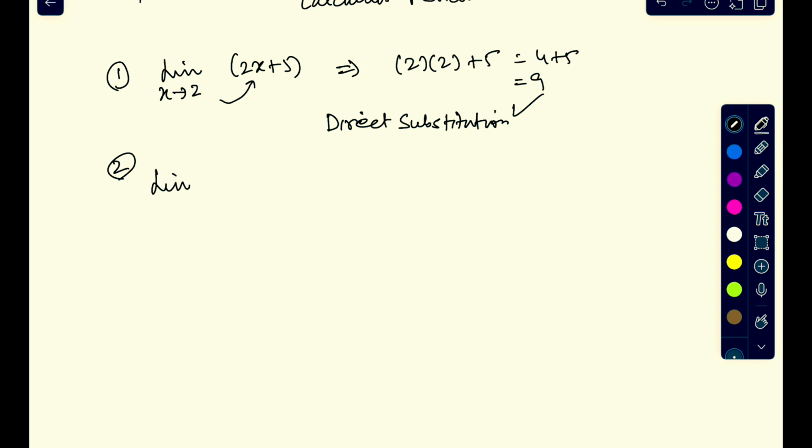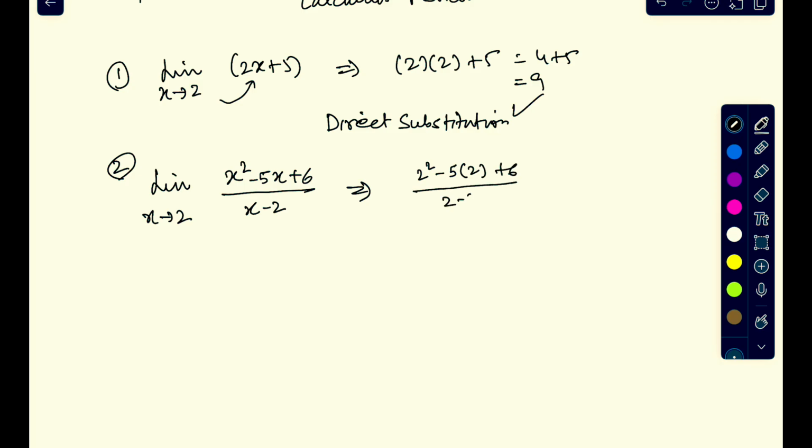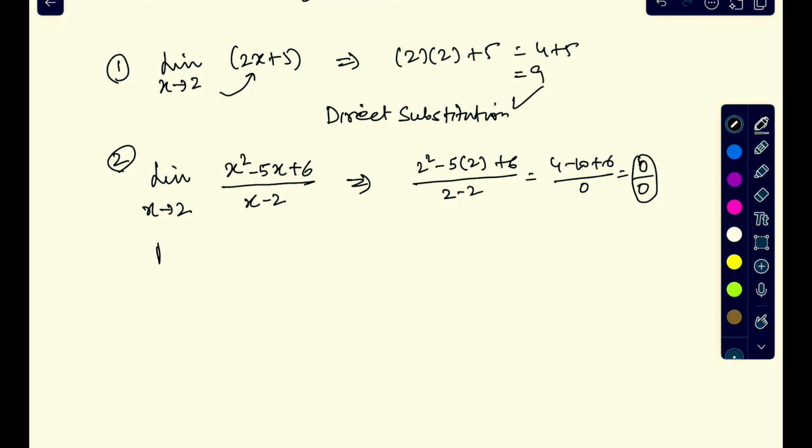Let's say I want to find the limit of x approaching 2 of this expression over x minus 2. If I do direct substitution in this case, what do I get? I get 2 squared minus 5 times 2 plus 6 over 2 minus 2, which is 4 minus 10 plus 6 over 0, or 0 over 0. This is an indeterminate form. So what should we do? Let's try to factorize. Okay.